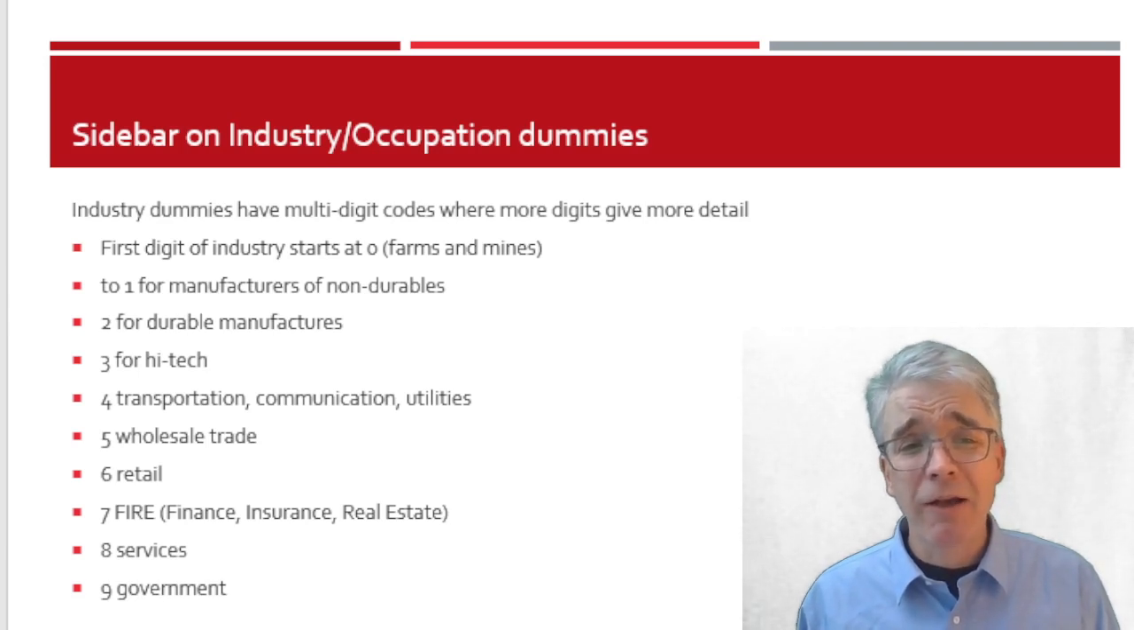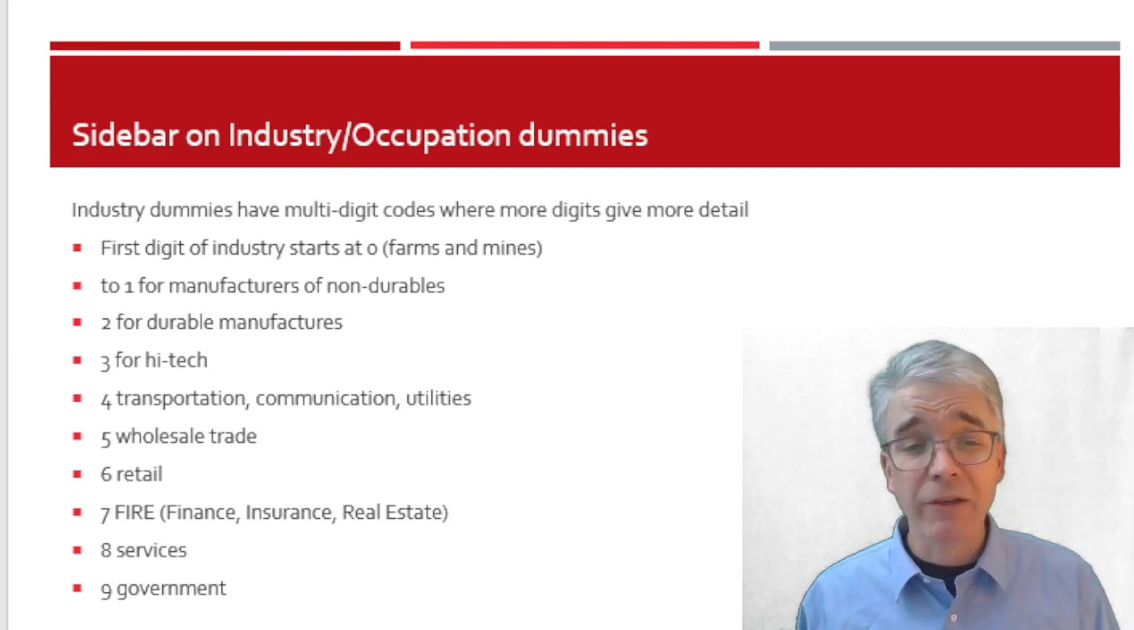Finally, a sidebar on how the government creates industry or occupation dummy variables, or others too. Usually these are multi-level codes where more digits drill further and further down into more detail. There are similar coding schemes used for products and production and trade statistics. Look at industry dummies. The first digit gives a very broad categorization. 0 is farms and mines.